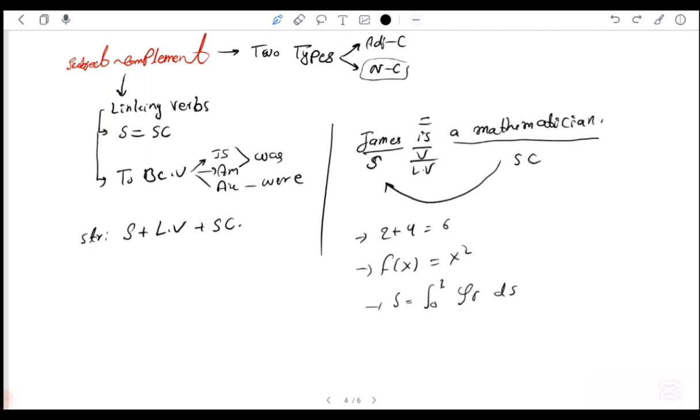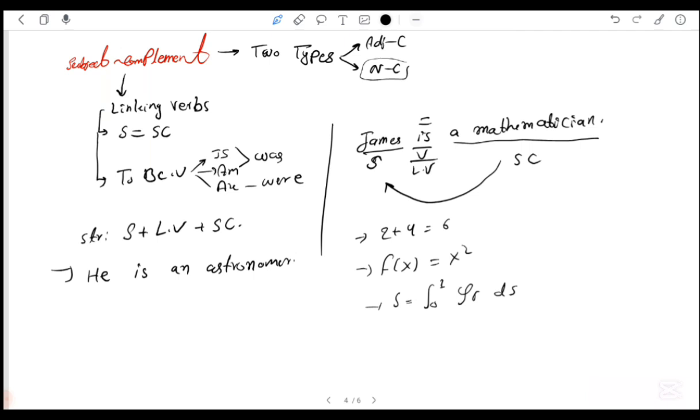So for this lesson, I think that is all. I hope you understand everything about this lesson. And this is a sentence for you. Go on and analyze it. He is an astronomer. I told you the meaning of astronomer. I've already told you. Go and analyze this sentence. Find the subject, the verb, and subject complement.